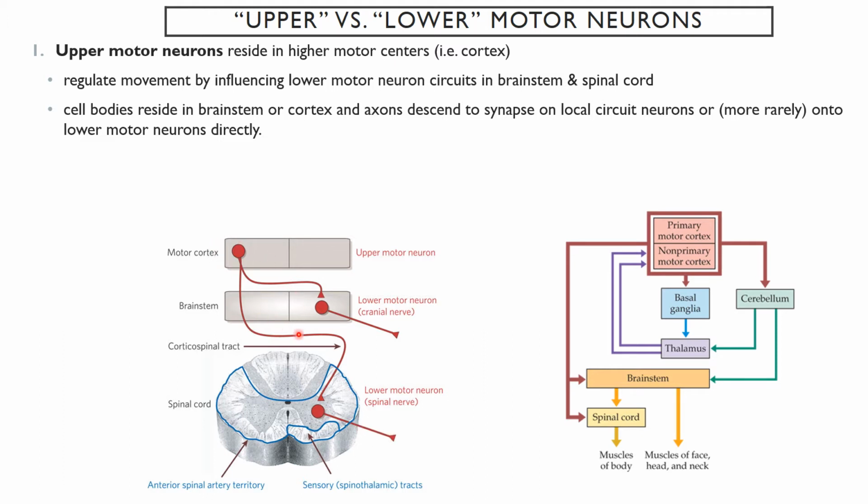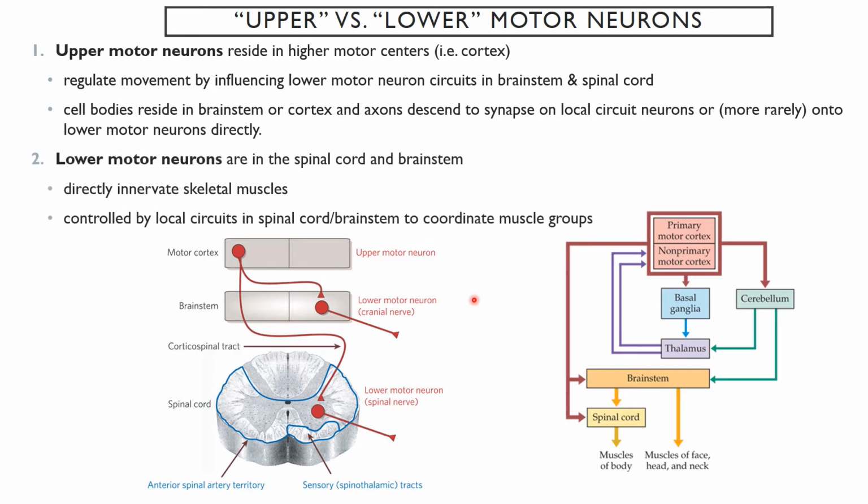So these are very long neurons. Cell bodies reside in the brainstem or cortex, and axons descend and synapse onto these local circuits, and then onto lower motor neurons. So lower motor neurons are in the spinal cord and in the brainstem. That's referring to these neurons here.